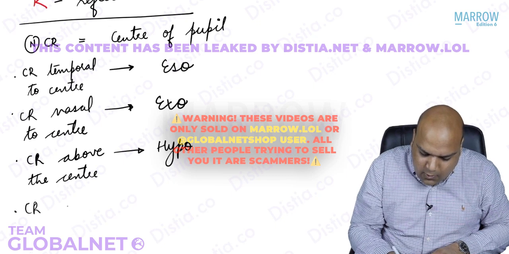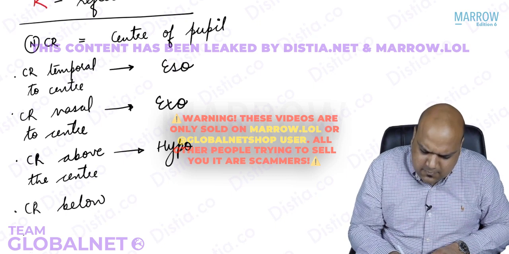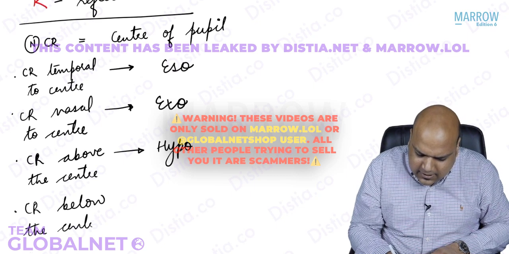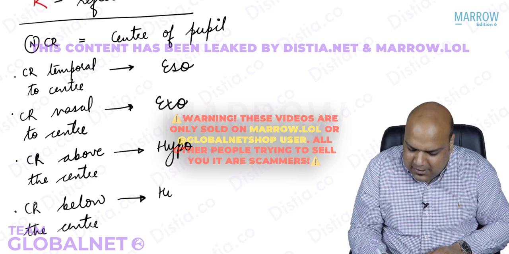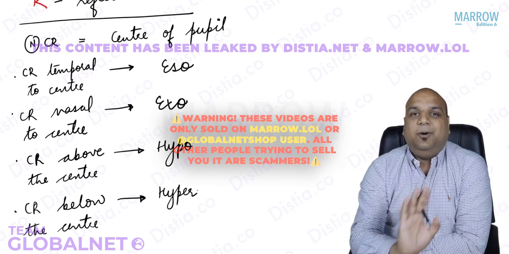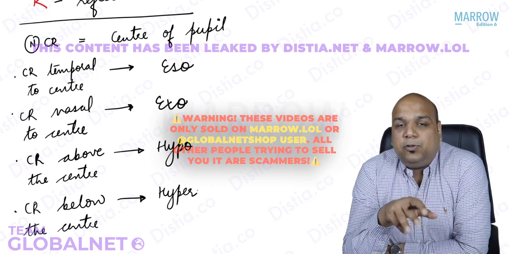Or lastly, I can say corneal reflection below the center. And if it is below the center, that means the reflection has gone down, so the eyeball has gone up, and upward deviation means what, everybody? Hyperdeviation. Okay.